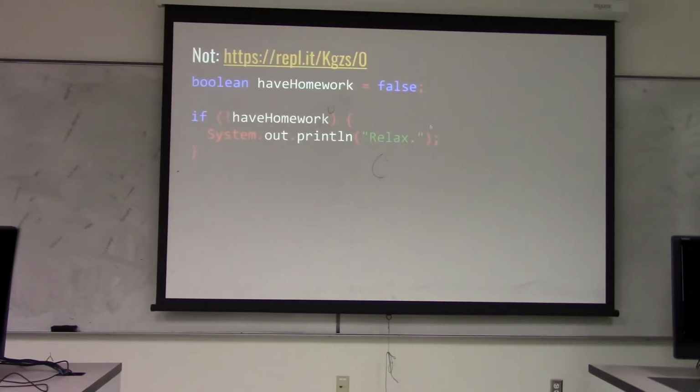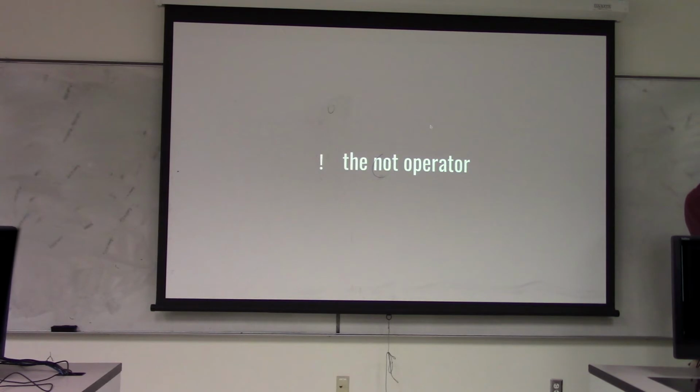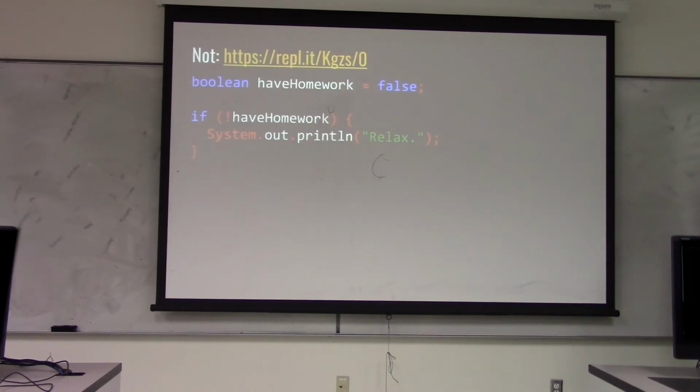We talked about not, so I don't think I have to talk about it too much. I'm applying it just to a Boolean. Up here I say if not, Boolean haveHomework equals false. So if not haveHomework, then relax. haveHomework is false, so not haveHomework is true. If I don't have homework, then relax.